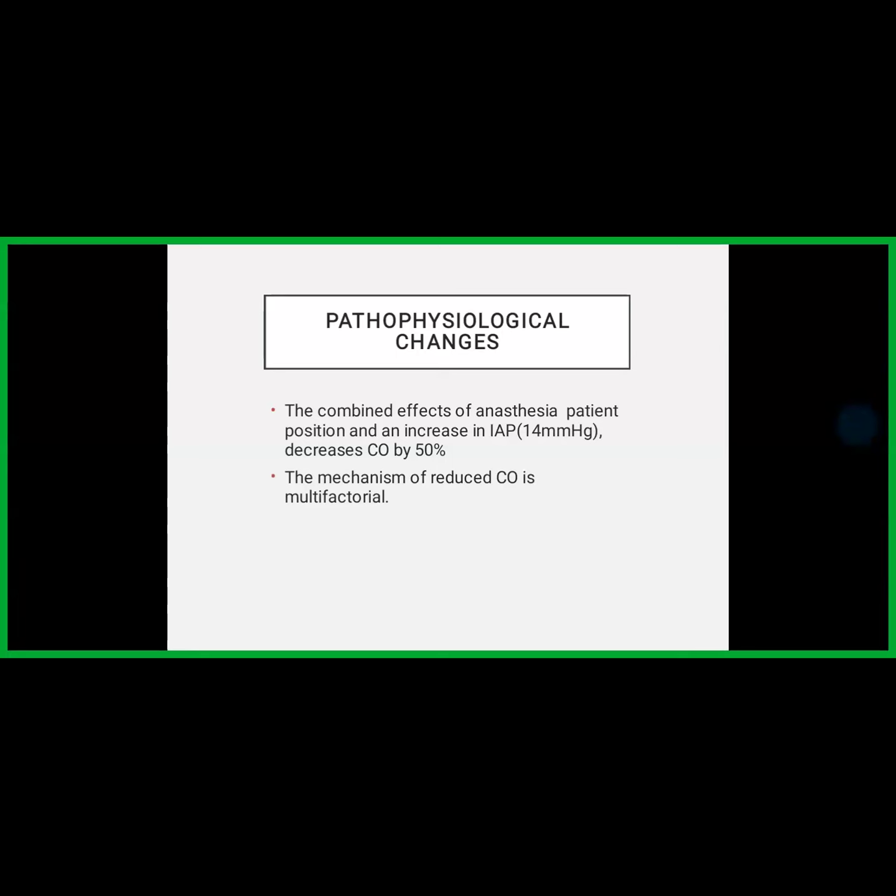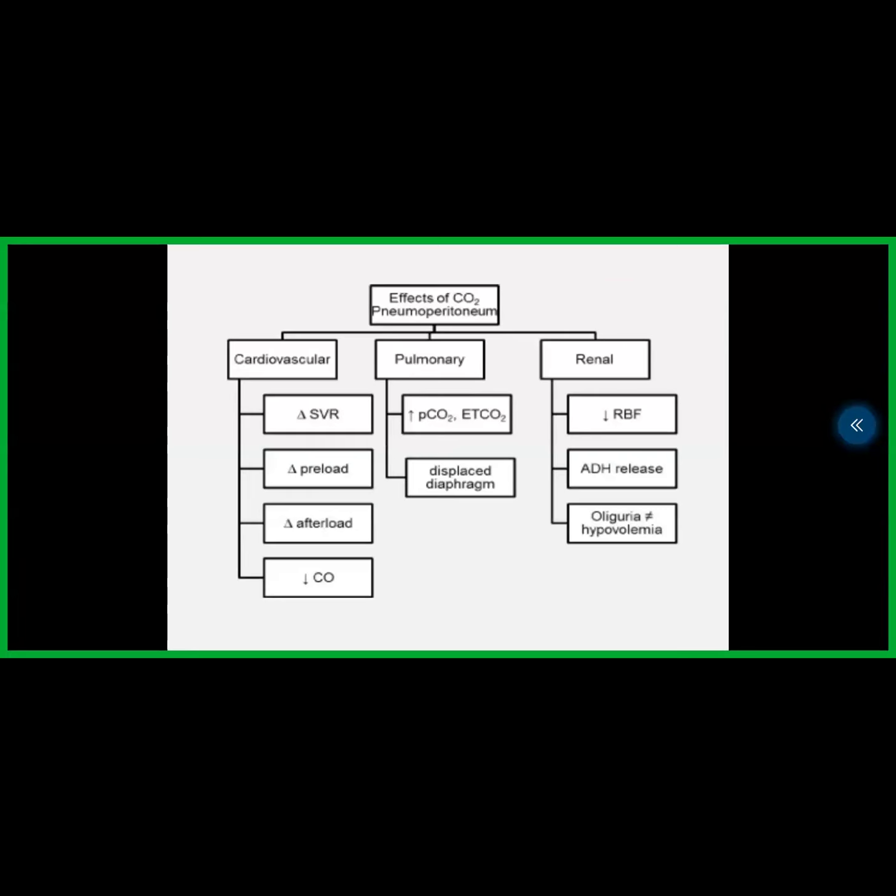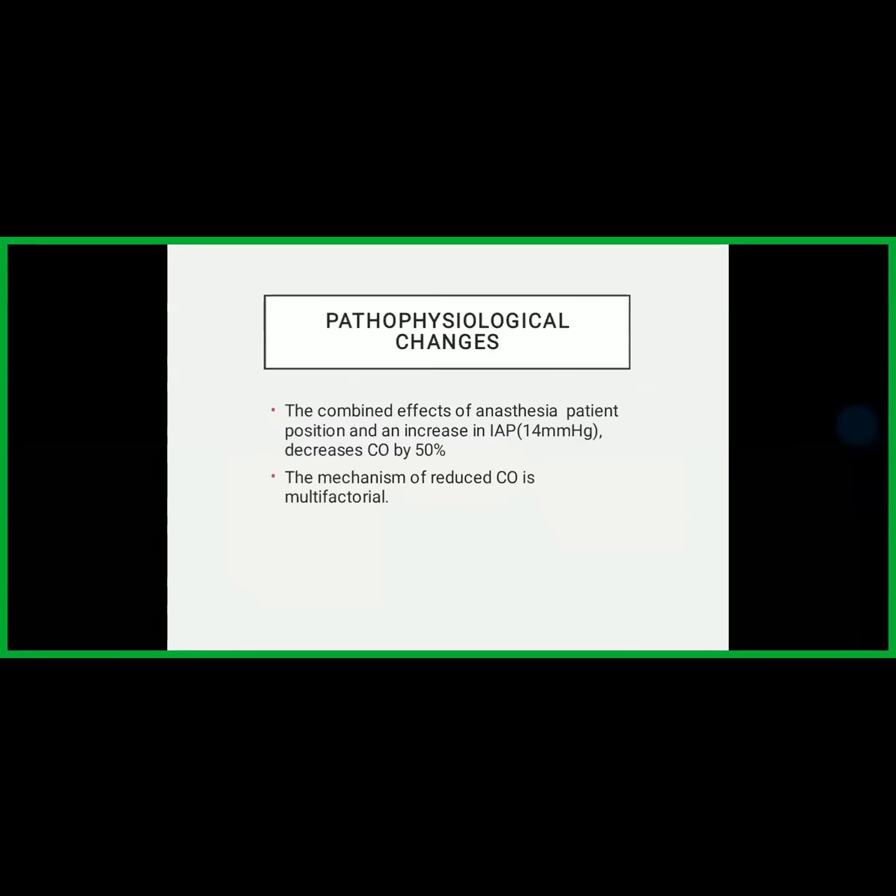The mechanism of this reduced cardiac output is actually multifactorial, as we can see in the next slide. One is that because of the pneumoperitoneum, there's a decrease in stroke volume and a decrease in cardiac output. Another reason is hypoperfusion of the kidneys. We also have an increase in systemic vascular resistance. All these things together bring down the cardiac output.